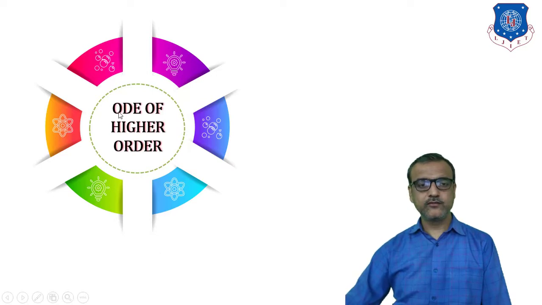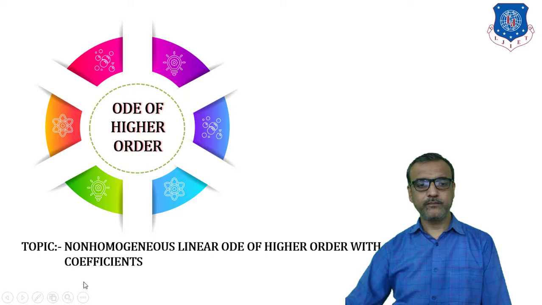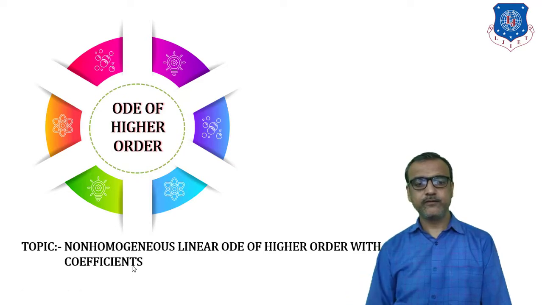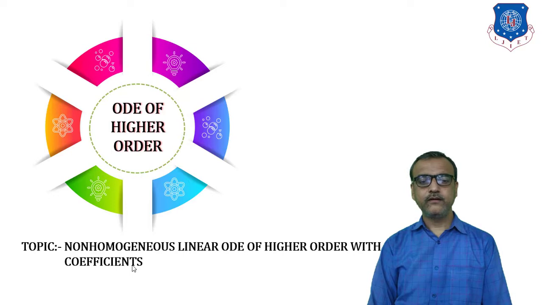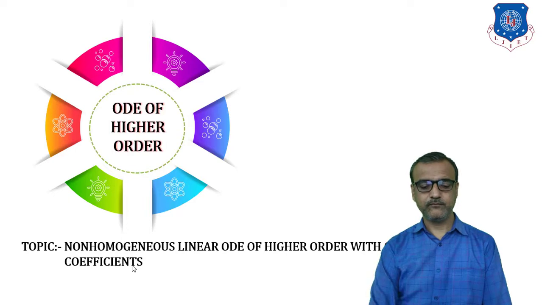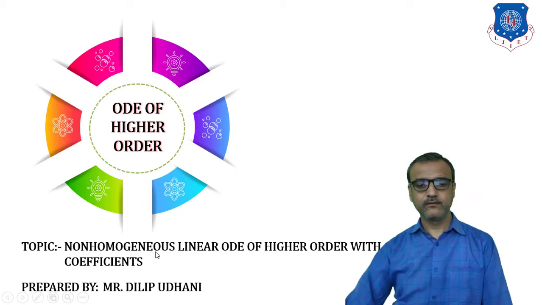And the name of the unit is Ordinary Differential Equation of Higher Order. And in this unit, the topic is non-homogeneous linear ordinary differential equations of higher order with constant coefficients. So in this topic today I will teach you case number 3, that is how to find out PI when Q of x is equal to x raised to m. So let's start.